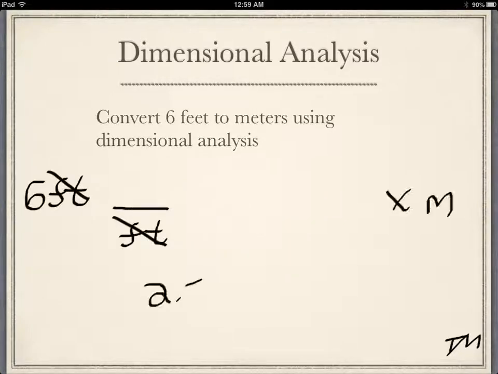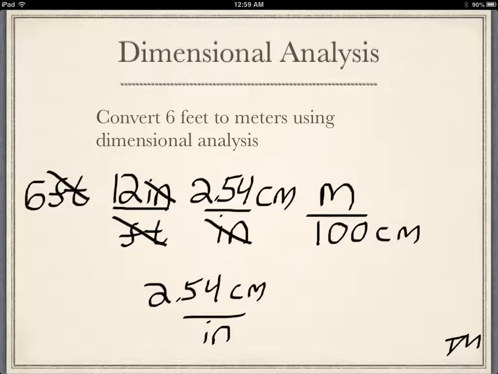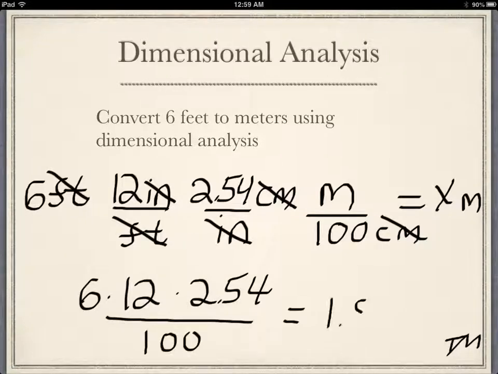Well, the idea is to go from 6 feet using our factor, 2.54 centimeters per inch. We know there's 12 inches in a foot, 2.54 centimeters in an inch. Crossing out the units, we cross out the feet, the inches, the centimeters. We're left with just the multiplication of 6 times 12 times 2.54 divided by 100. Pulling out the calculator, that gives us 1.83 meters. So we're down to just the unit we wanted, meters, after all the other units have been crossed out. So a 6-footer is 1.83 meters.